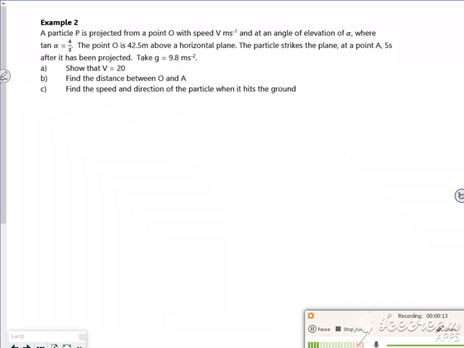So it says a particle is projected from point O with a speed of V, at an angle of elevation alpha, where tan alpha is 4/3. So that we have to be careful with. Point O is 42.5 meters above the horizontal plane, and it strikes the plane 5 seconds later, so I've got the flight time. So I draw a picture, dodgy drawing of pictures, of course.